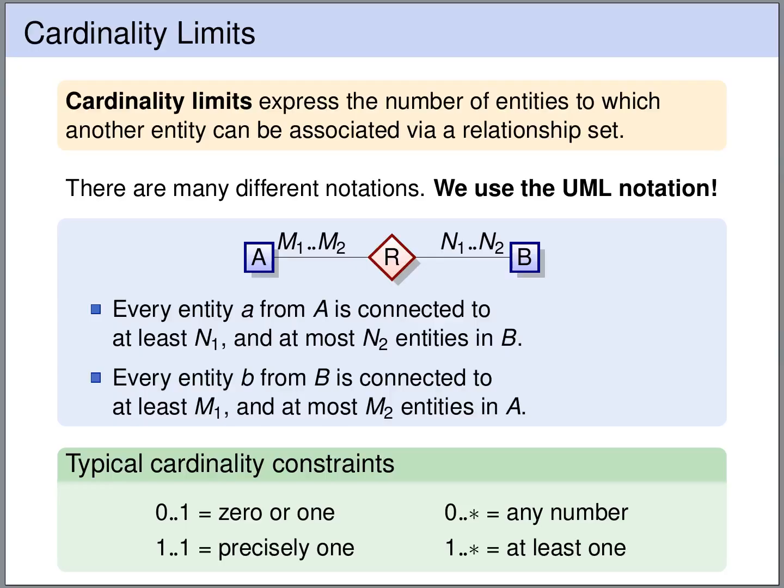There are many different notions for cardinality limits. To keep things simple, we will be using the UML notation. For entity relationship diagrams, this is also known as the Martin notation.